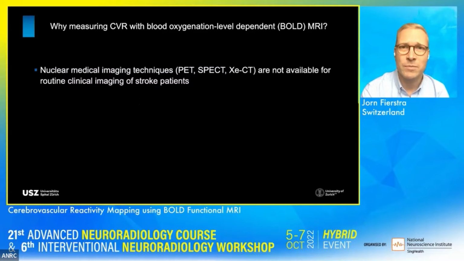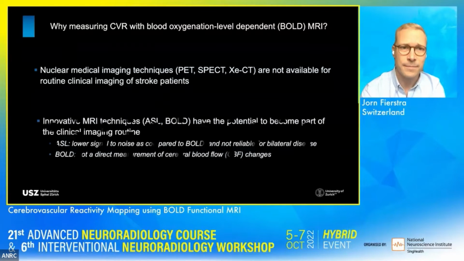So why then measure it with blood oxygenation level-dependent MRI? Well, we know that the nuclear imaging techniques available, like PET or SPECT, even xenon CT, are very good in looking at autoregulation or perfusion reserve or cerebrovascular reactivity. However, they are not available in every hospital. They're quite expensive techniques and very limited in use. That's why they are not very generalizable for clinical routine imaging.